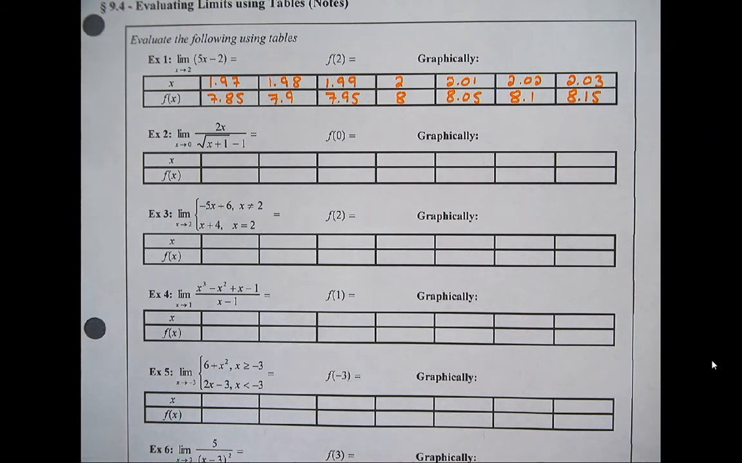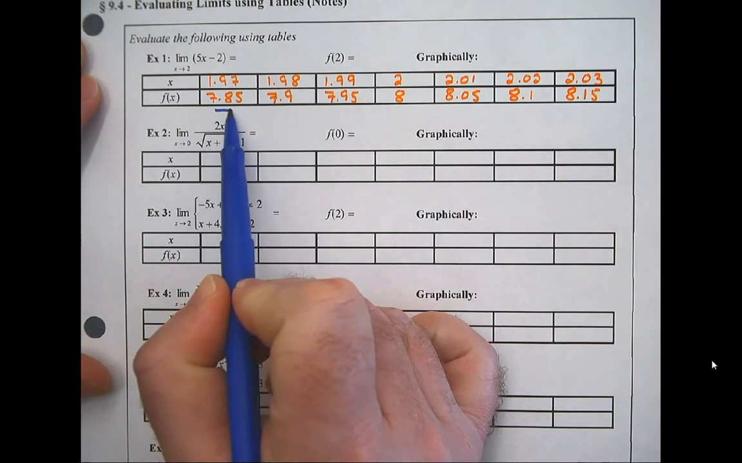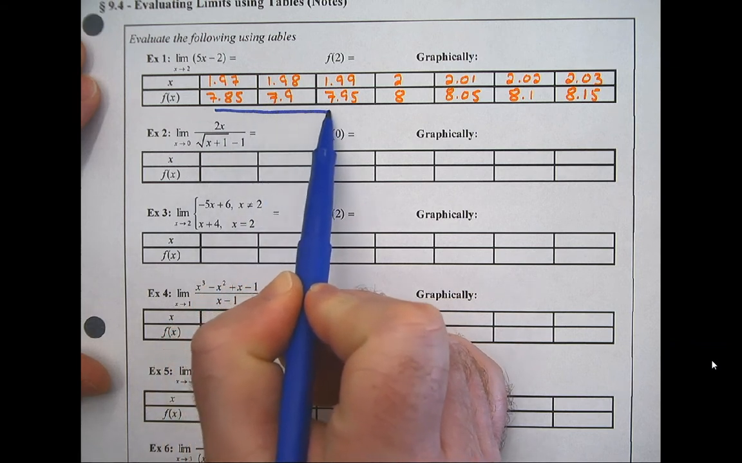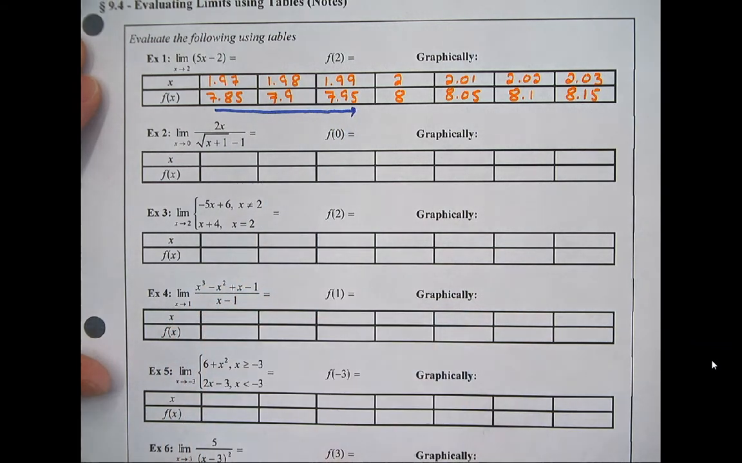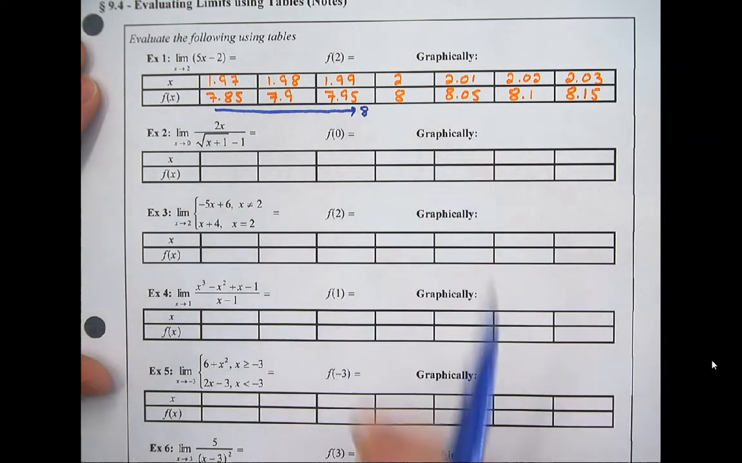So the limit is where the function is intending to go, not where it really went. Now, sometimes those are the same answer, but that's not what we're looking for with the limit. We're looking at where did the graph intend to go. So I'm going to track in. This is the limit from the left. 7.85, 7.9, 7.95. Where were these things headed? These were headed to 8.